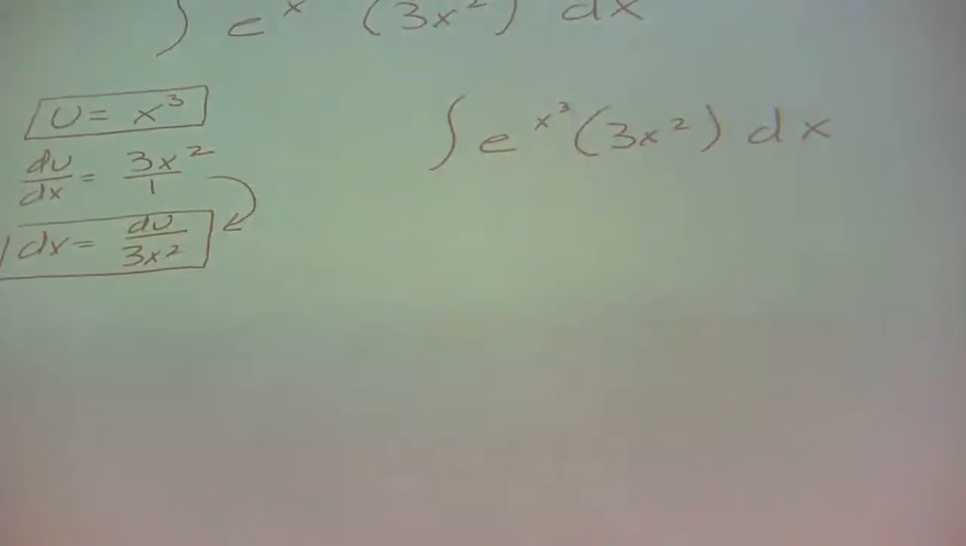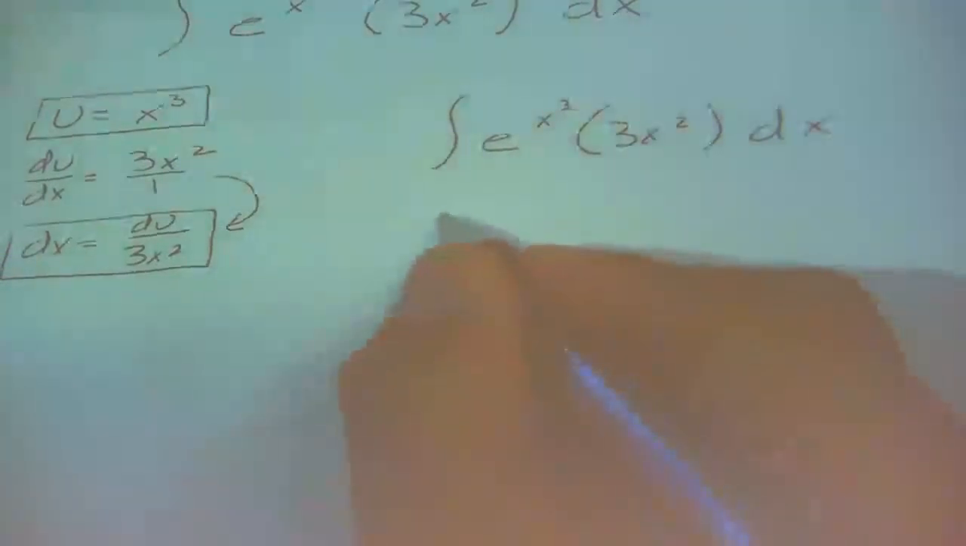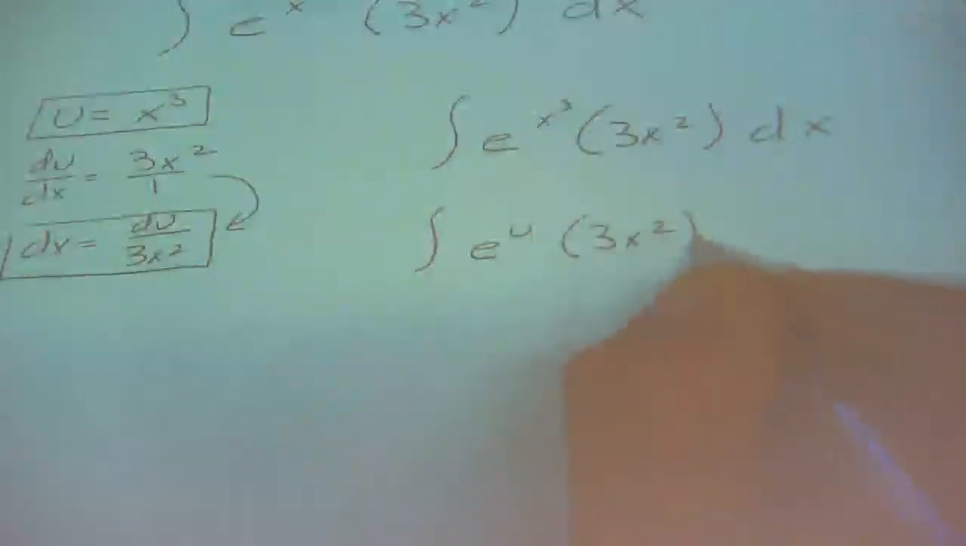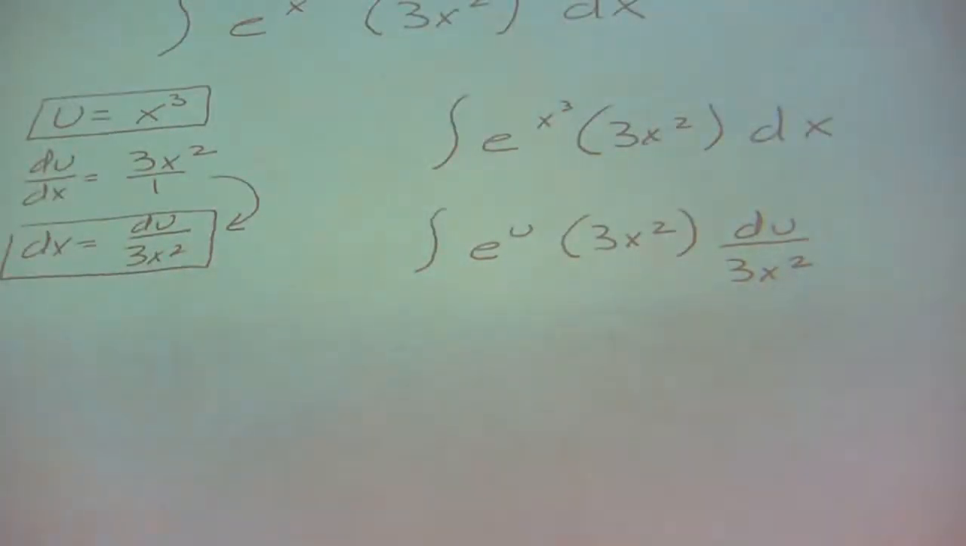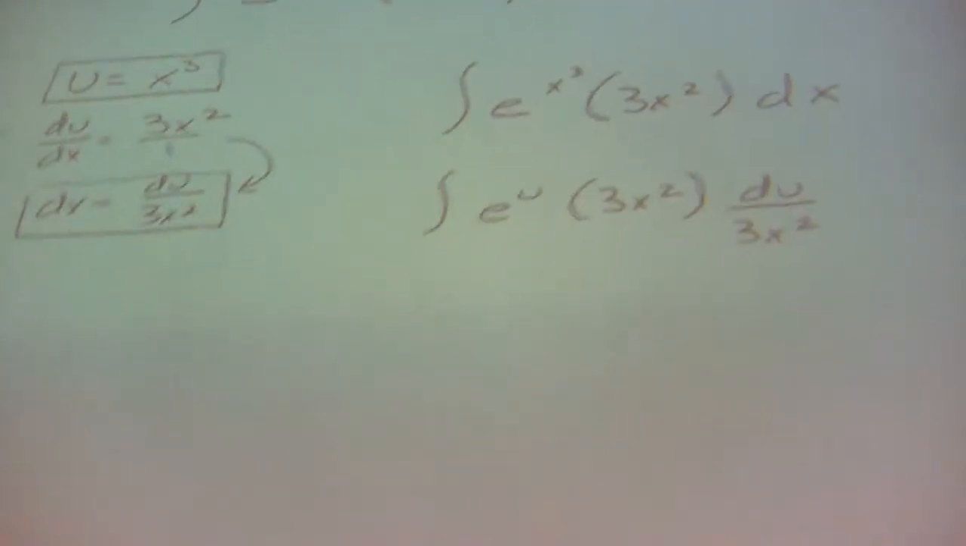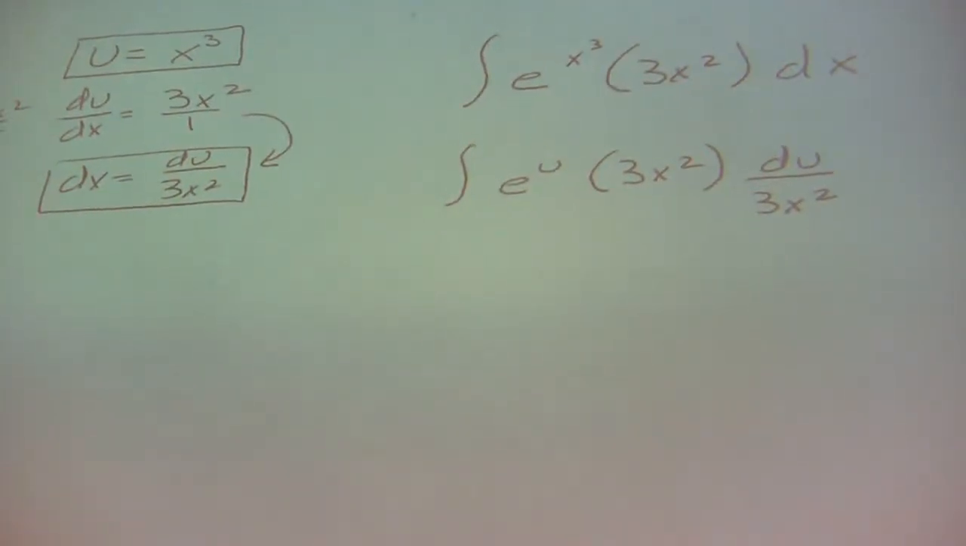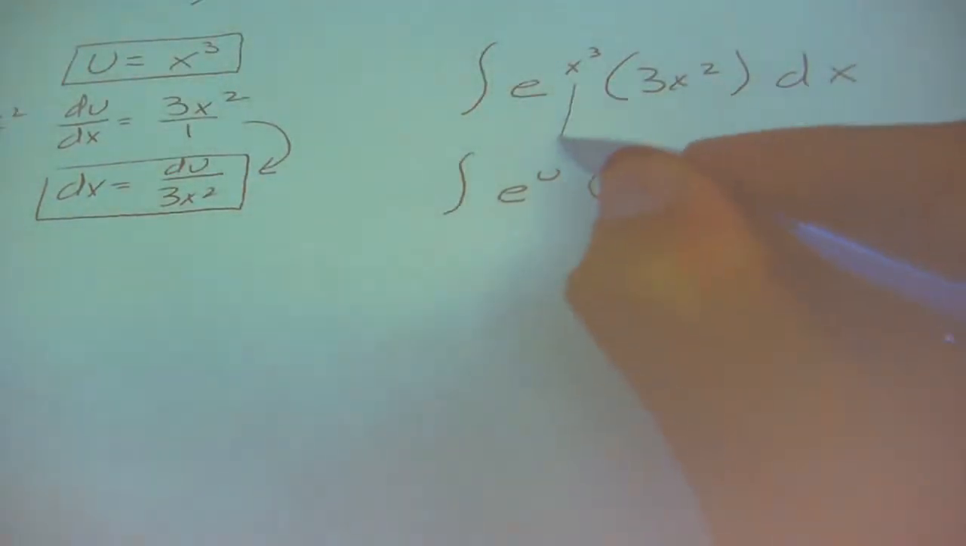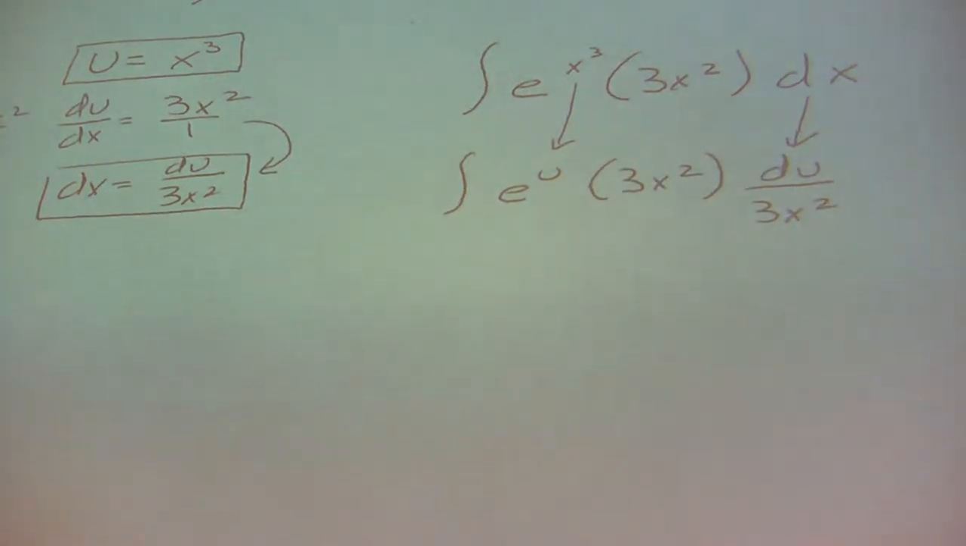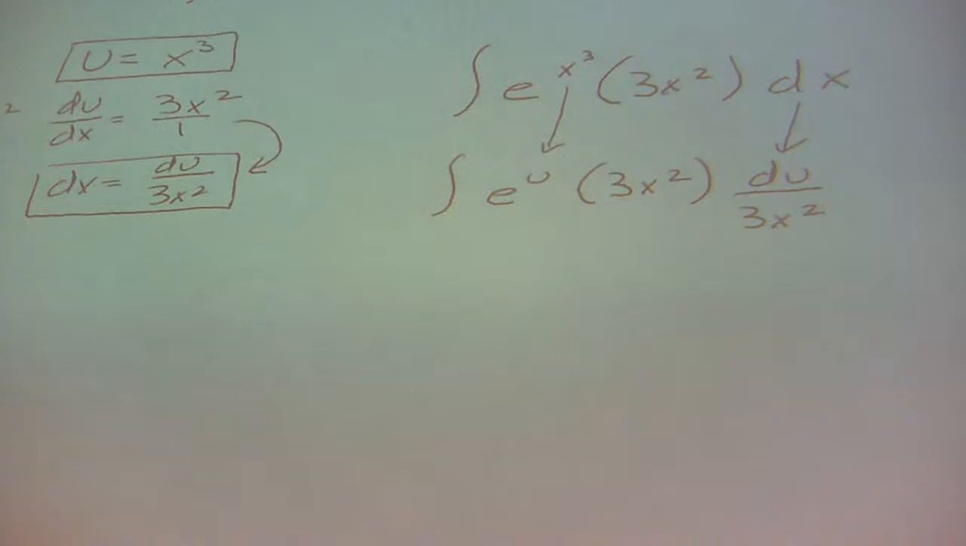Okay, if we do the substitution correct, you should have e to the u, the 3x squared stays, but instead of dx, we have du over 3x squared. Stop there. Did everyone see how I got those substitutions? Instead of x cubed, I put u. I don't have anything for 3x squared, but instead of dx, I put du over 3x squared. Does everyone see how I got that?